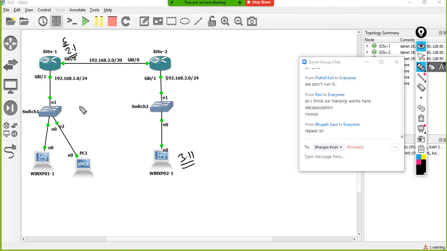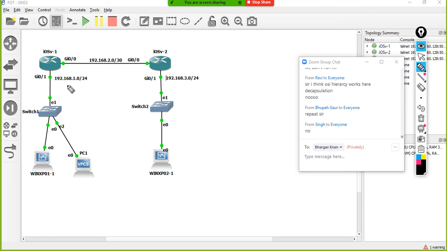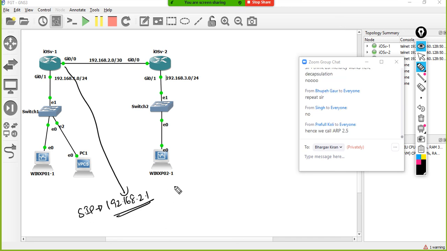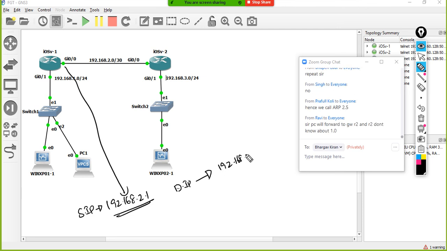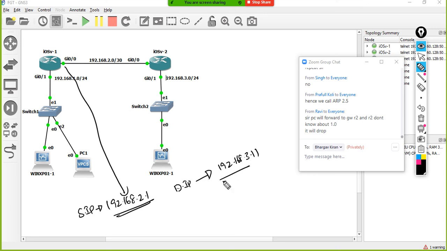Tell me, guys. My question is very simple. Can we talk? Can we ping? The source is 192.168.2.1, which means I am here in the router. This is my source IP, and the destination IP is 192.168.3.11. Who is going to give you the answer, guys?